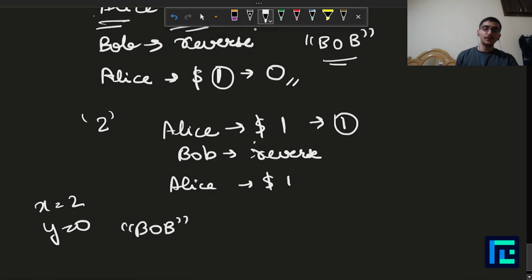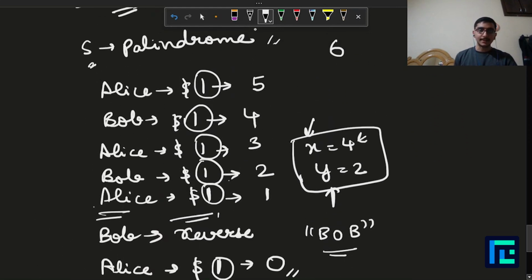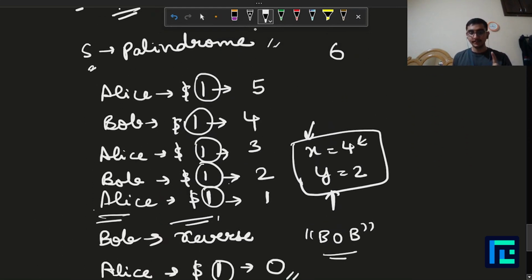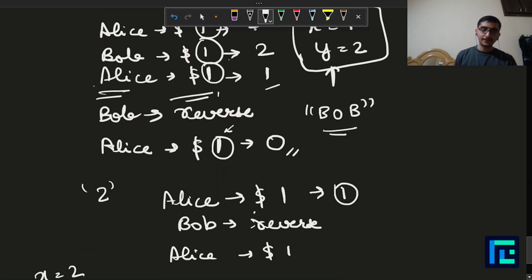So in any case, Bob will follow the strategy that until only 1 0 is left, keep paying $1. So Alice has to pay $1, Bob will pay $1. Alice has to pay $1, Bob will pay $1 until only 1 0 is left. And when 1 0 is left, Bob will simply reverse. He will no longer pay $1. He will reverse. And as he had reversed in the previous operation, Alice cannot again reverse. So she has to pay $1 and end the operation.